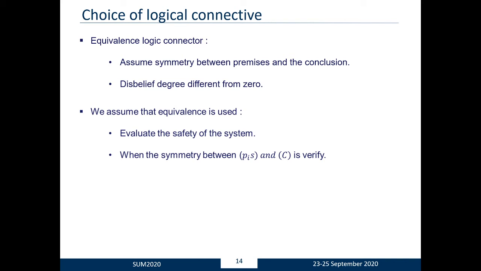The use of the equivalence logic connector assumes that we have a symmetry between premises and the conclusion, and the disbelief degree is different from 0 because the expression P is equivalent to C is also equivalent to P bar equivalent to C bar. In other words, it includes the expression when P is false, it is implied that C is also false. We assume that equivalence is used to evaluate the safety of the system, or when the symmetry between premises and the conclusion is verified.